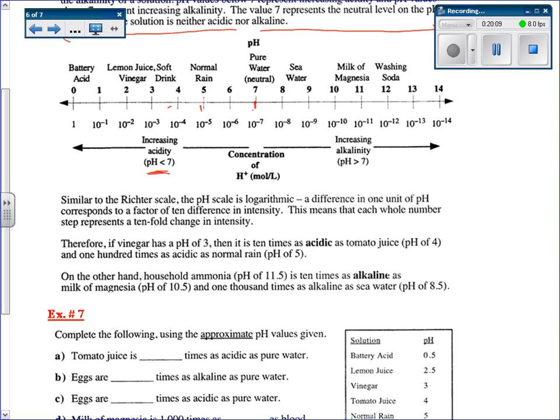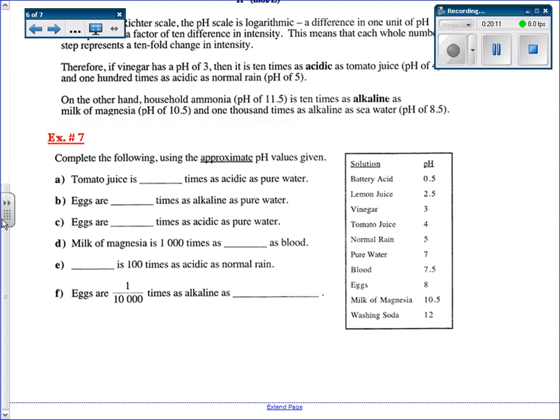So we've got this little table here with a few solutions. This starts with acids at the top, and then alkalines at the bottom, and then there's your neutral, so that is increasing acidity and increasing alkalinity. So tomato juice, if we want to compare it to pure water, this is 4 and 7, so it's 10 to the 3 or 1,000 times as acidic as pure water. Eggs, which is 8, and pure water, so that's 8 and 7.